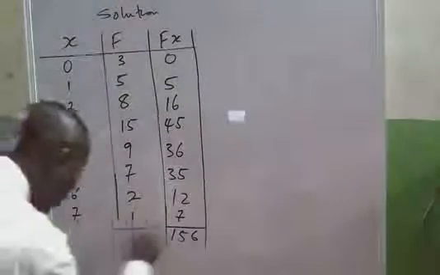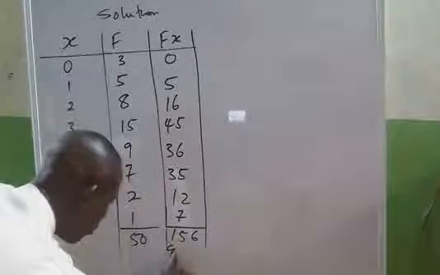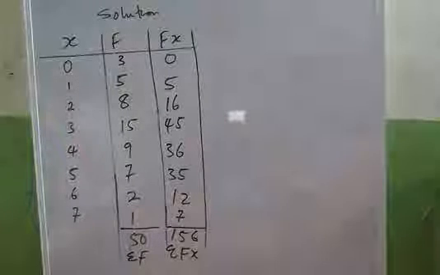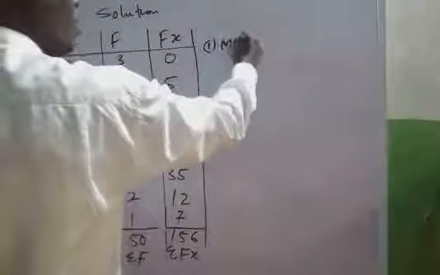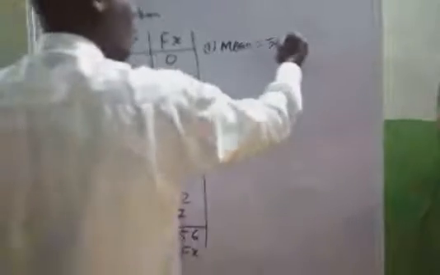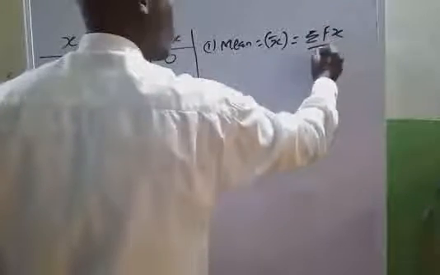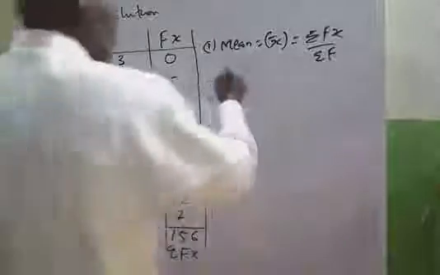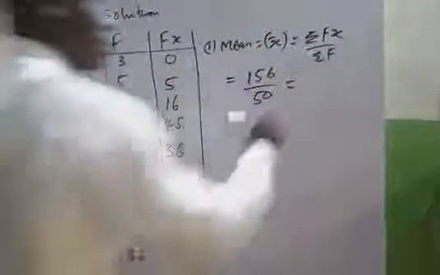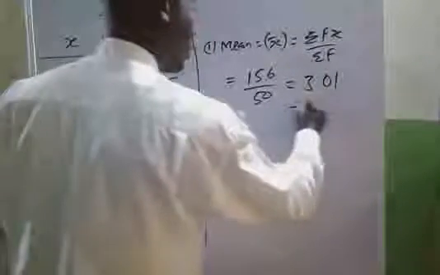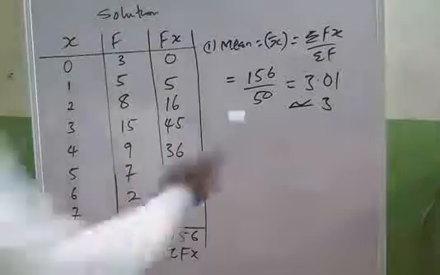We've already been told that the total number of students is 50. So here is the sum of fx, while here is the sum of f. To get the mean, remember the first thing you are asked to find is the mean. It's represented by x-bar, and it's the summation of fx over the sum of the frequency. If we solve that, that will be 156 over 50, which gives 3.01, approximately 3. So the mean is 3.